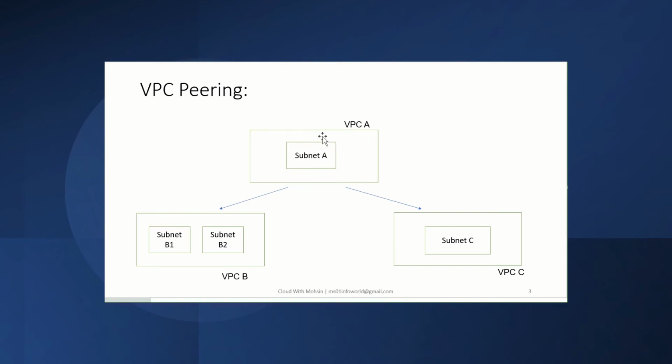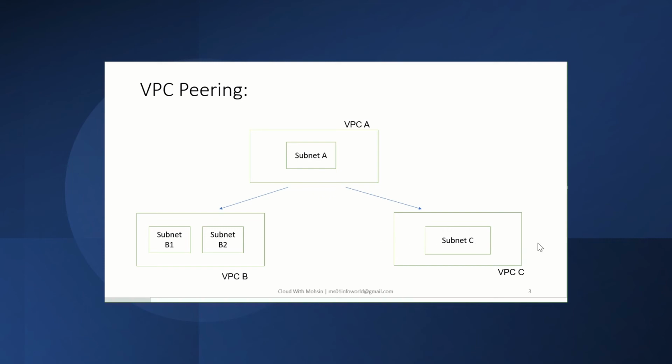Using a VPC peering connection, we can connect VPC A and VPC B, so VPC B resources can talk to VPC A. Similarly, VPC A resources can talk to VPC C. VPC C is here. In this diagram there is no connection shown, but it's not necessary, VPC B can also talk to VPC C.